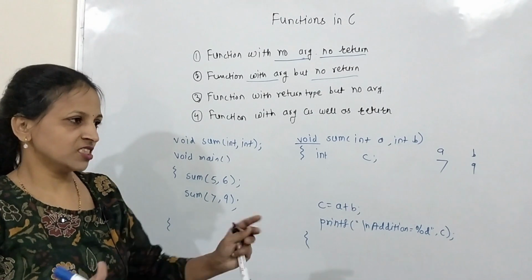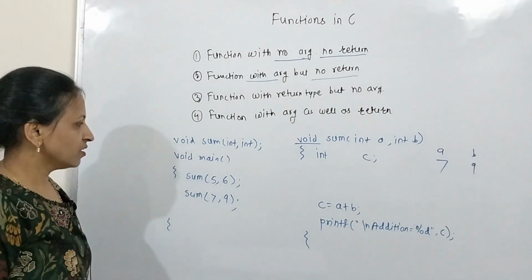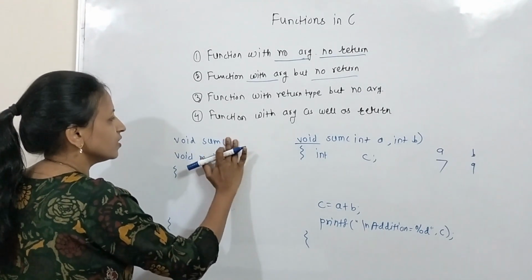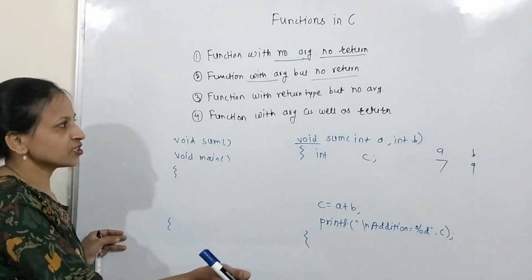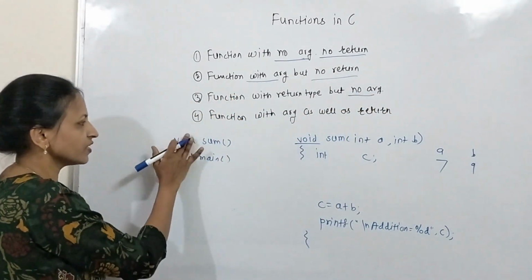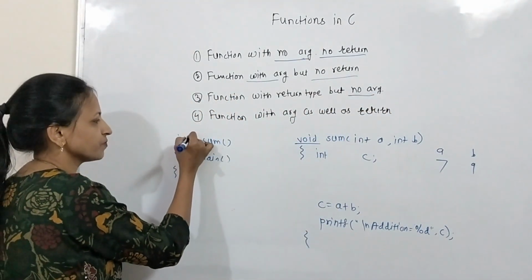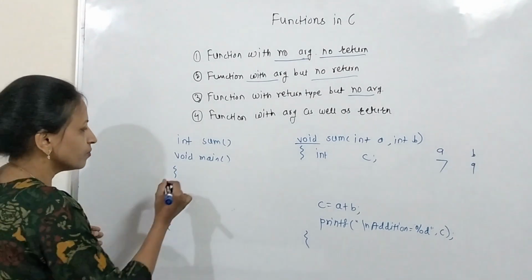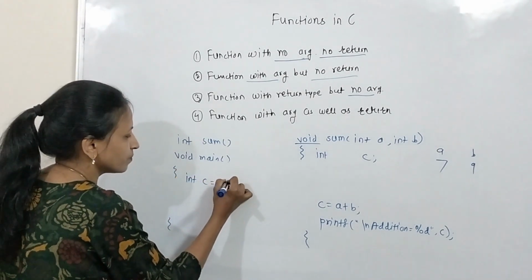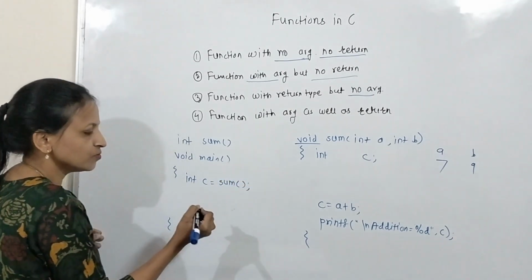Actually this is not used normally. Here, how will we write it? We are not passing anything to that function, that means a function with no argument, but it has a return type, let's say integer. In this way I will write: integer c equals sum. Means first time I want to do sum.